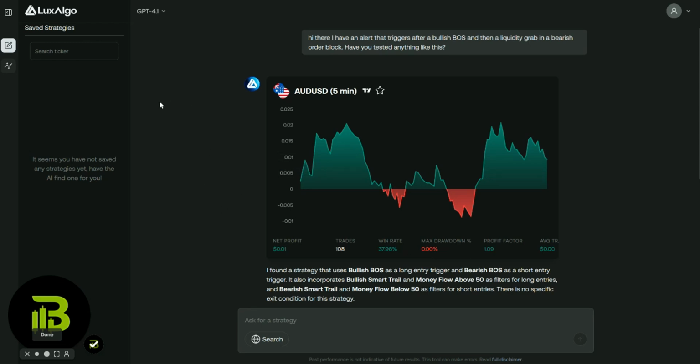Today we're going to be testing out Lux Algo's AI backtesting assistant. This is a very powerful tool from what we've seen so far.